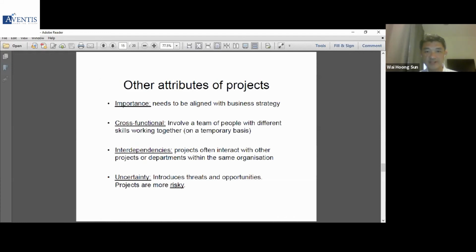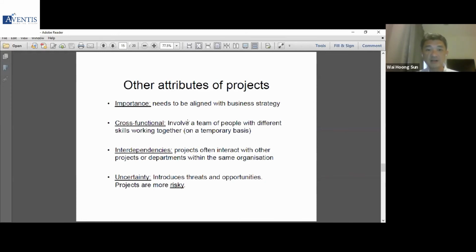Other attributes of projects, right? So projects need to be aligned with the business strategy, right? So if the projects do not benefit the company, then you can question whether this project is important for the company, and whether this project needs to be changed or eliminated because it's not aligned with the business strategy.